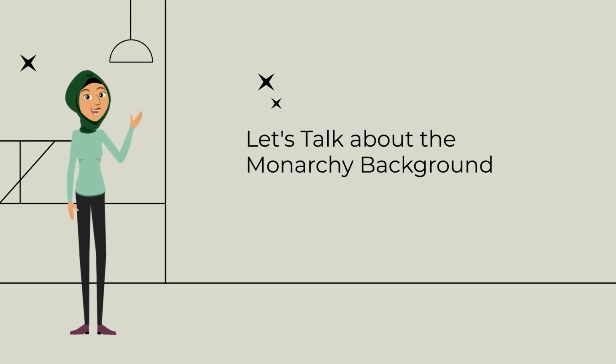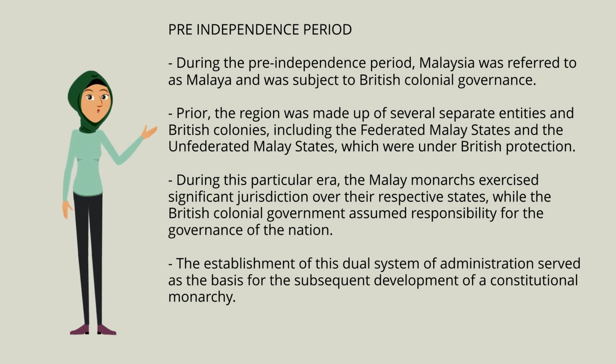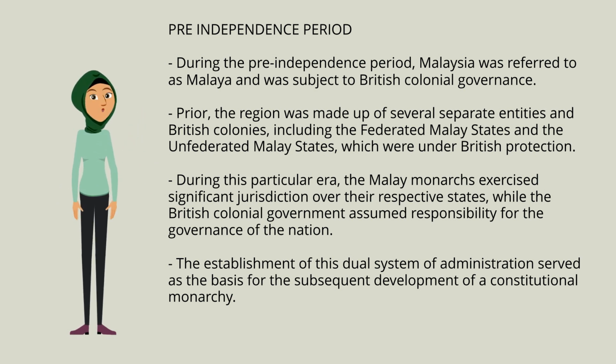So now let's talk about the constitutional monarchy background. During the pre-independence period, Malaysia was referred to as Malaya and was subject to British colonial governance. Prior, the region was made up of several separate entities and British colonies, including the Federated Malay States and the Unfederated Malay States, which were under British protection. During this particular era, the Malay monarchs exercised significant jurisdiction over their respective states, while the British colonial government assumed responsibility for the governance of the nation. The establishment of the dual system of administration served as the basis for the subsequent development of a constitutional monarchy.